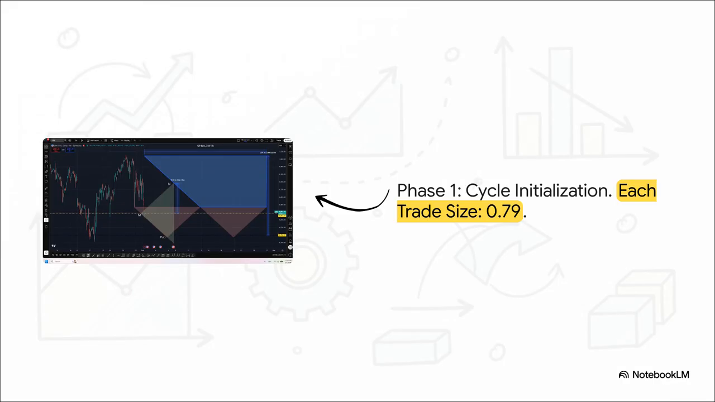This is the initialization of the cycle. You can see how the price action sets up what are called the M and P levels. These really serve as the foundational boundaries for the entire structure. Now, based on these levels, the size for each trade is calculated. And this isn't just a guess.